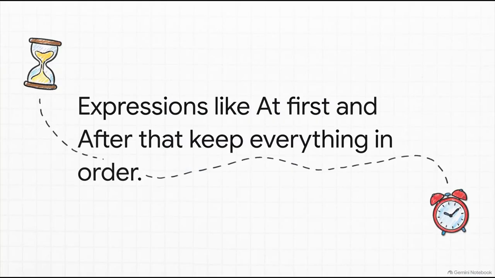Now, we have to look at the glue of the story, time expressions. At first, after that, in the afternoon. Without these phrases, a recount text is basically just a messy pile of random memories. Time expressions act as the connective tissue. They keep that precious chronological order perfectly sequenced so your listener never gets lost along the way. Oh, and add in personal pronouns like I and we to make it feel personal. And there you go, you have the complete grammatical toolkit.